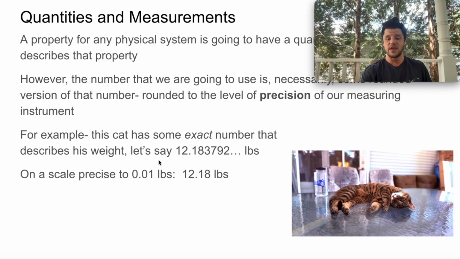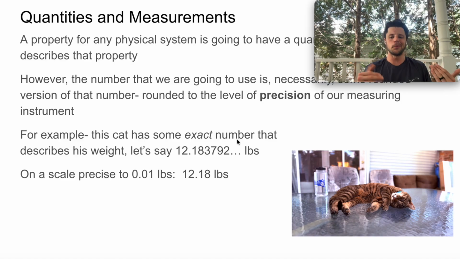And in that case, this number would be rounded to the hundredths of a pound, because the scale is not able to tell us thousandths of a pound, or ten-thousandths, or a millionth of a pound, right? So it would round his number. If it's accurate, it would give us this number rounded to the hundredths. So it should read 12.18 pounds.